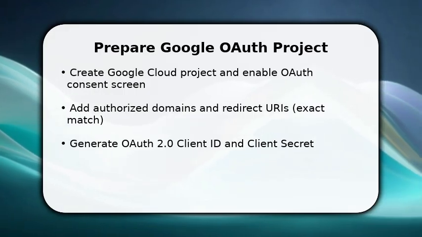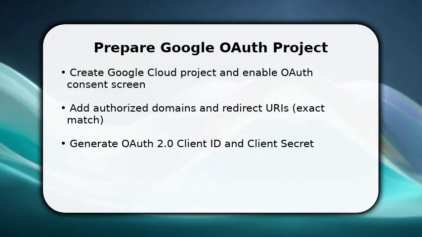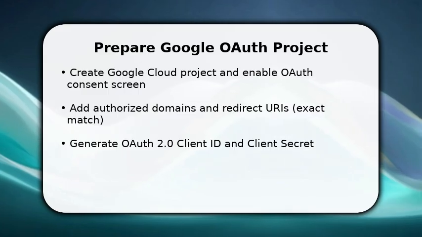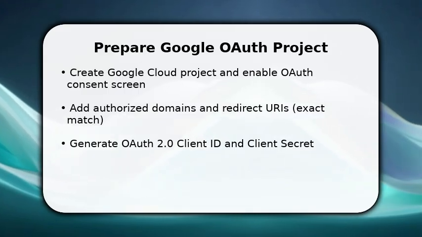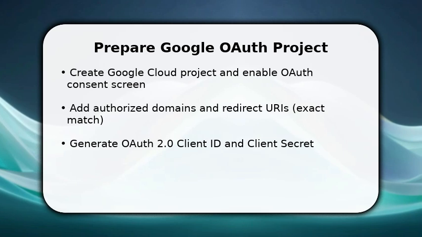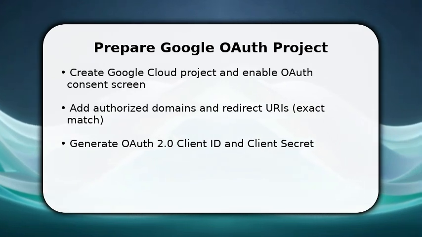Finally, generate an OAuth 2.0 client ID and client secret. Store the secret securely. Once done, you have the credentials and a verified consent configuration to integrate into your app.